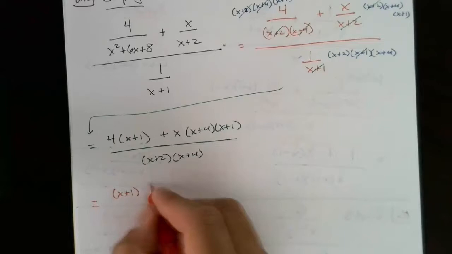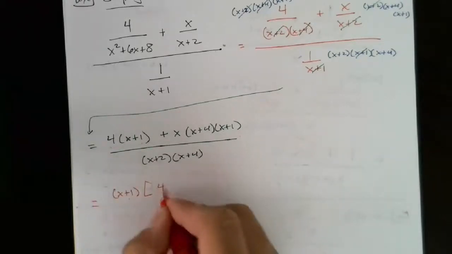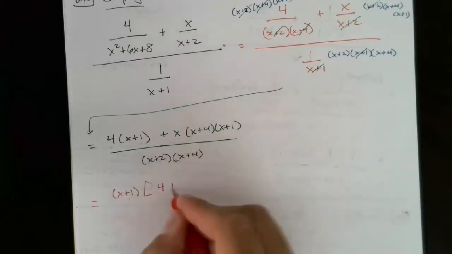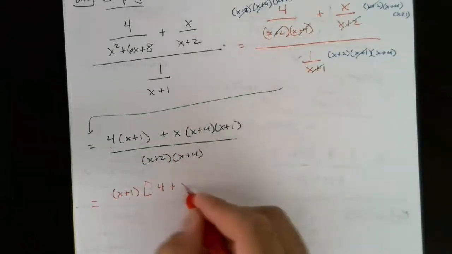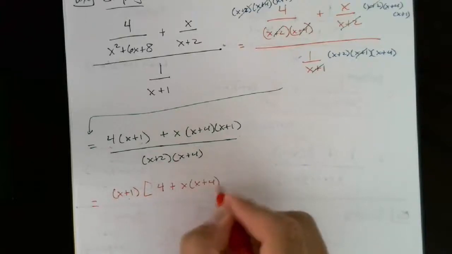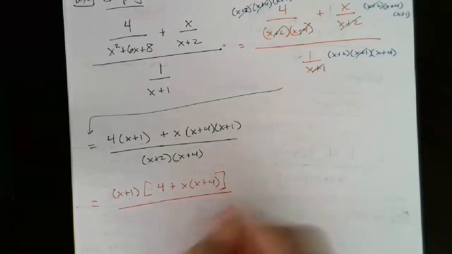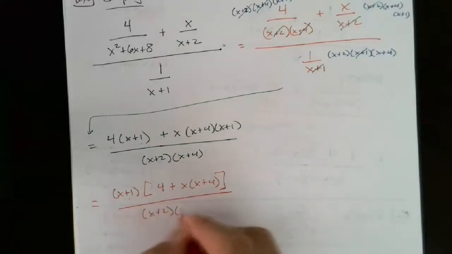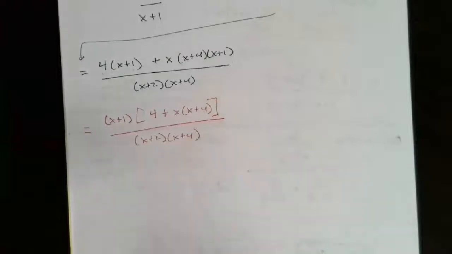And then we factor out x plus 1, well, what's left? Well, 4 times x plus 1, factoring out the x plus 1 just leaves you with 4. Plus here, you factor out the x plus 1, so you're left with just x times x plus 4. And we'll distribute that through in a minute. This is all over x plus 2 times x plus 4. Remember, you want this in factored form at the end, so that's why it's important to think about factoring when you're doing this.